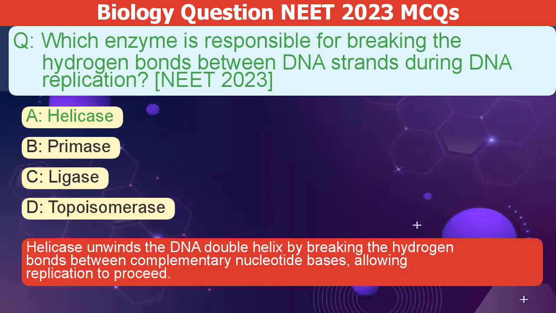The correct answer is A. Helicase unwinds the DNA double helix by breaking the hydrogen bonds between complementary nucleotide bases, allowing replication to proceed.